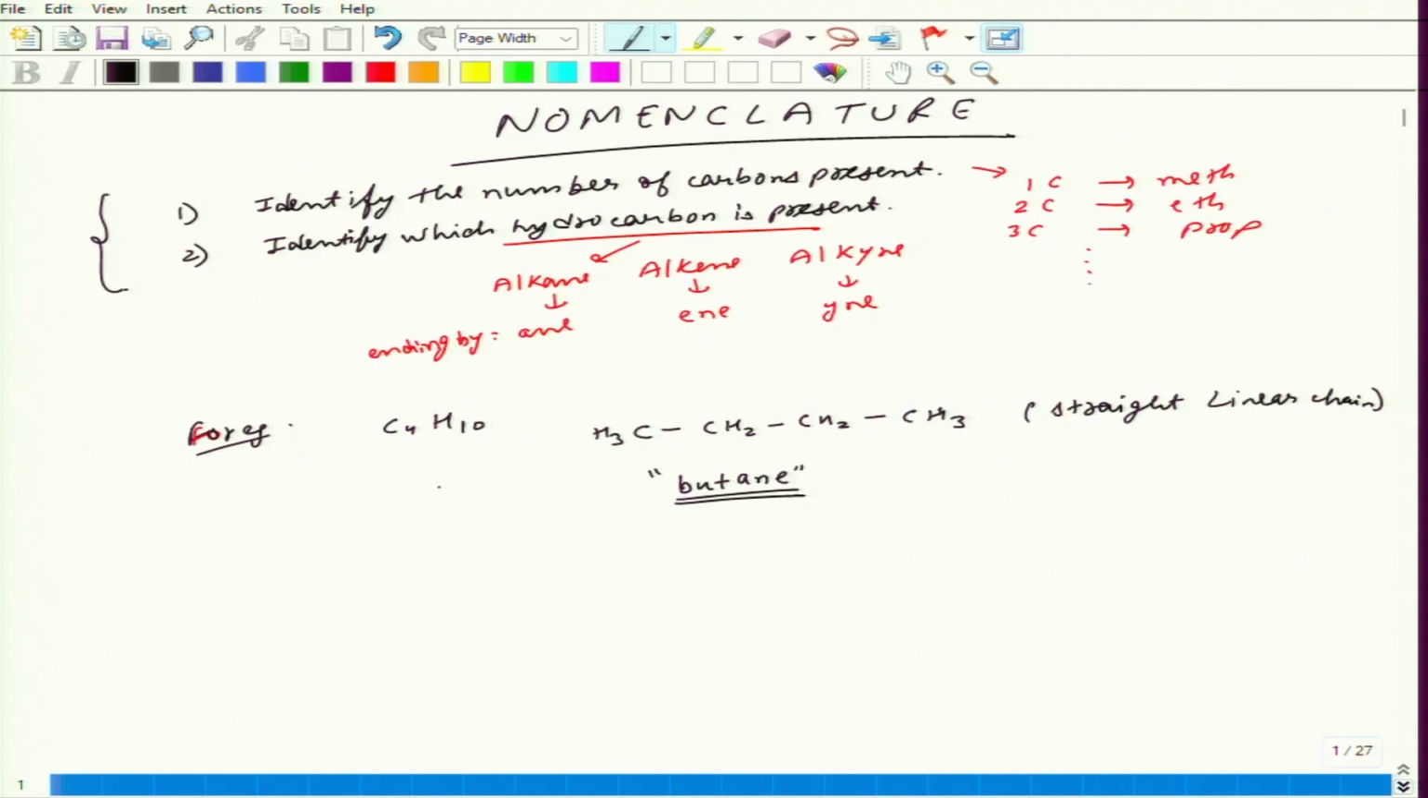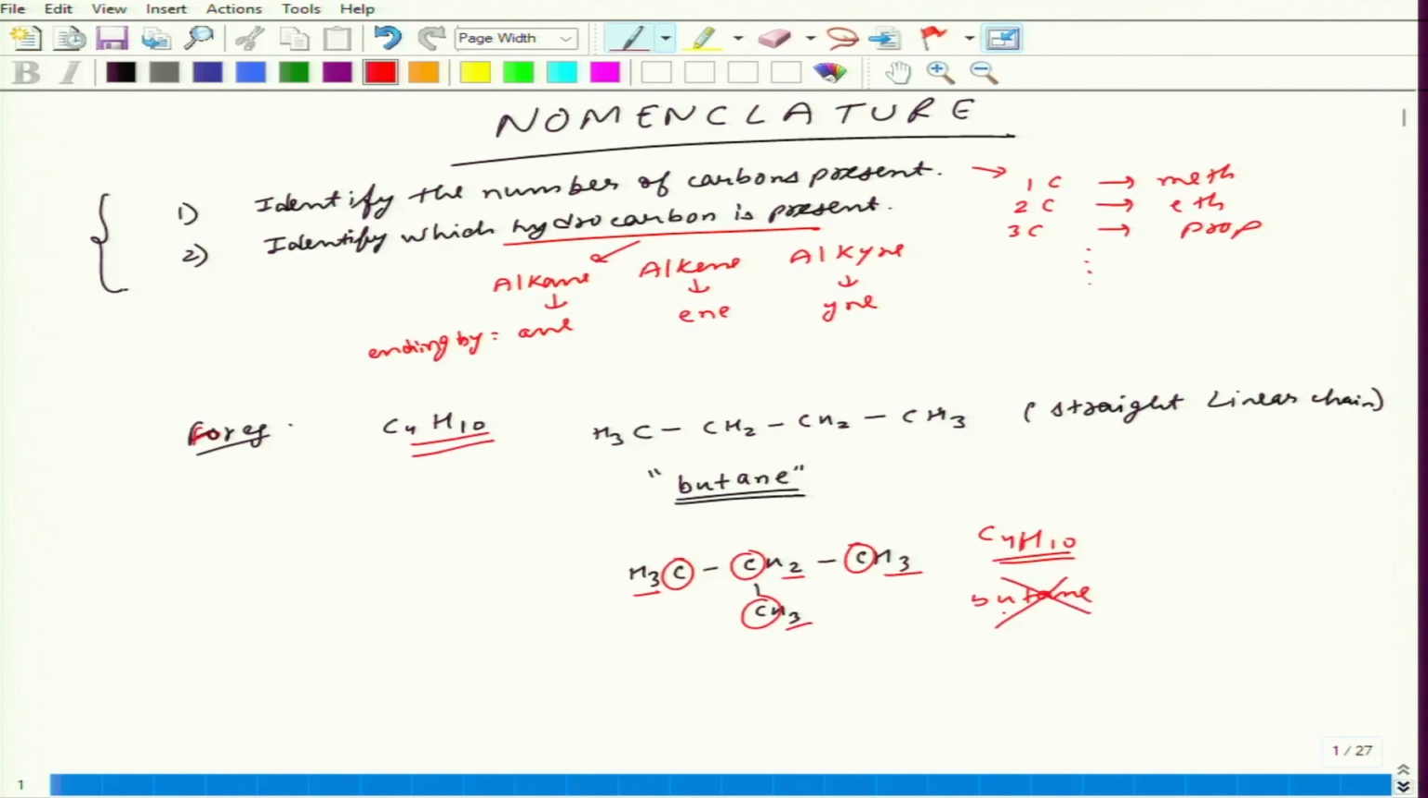There can also be one other possibility with the same molecular formula. For example, take CH3, CH2, CH3, CH3, with a CH branch. If I check the molecular formula of this, how many carbons? 1, 2, 3, 4. 4 carbons. How many hydrogens? 3, 5, 7, 10. So, there are 10 hydrogens. The molecular formula is also the same, but this is not butane.